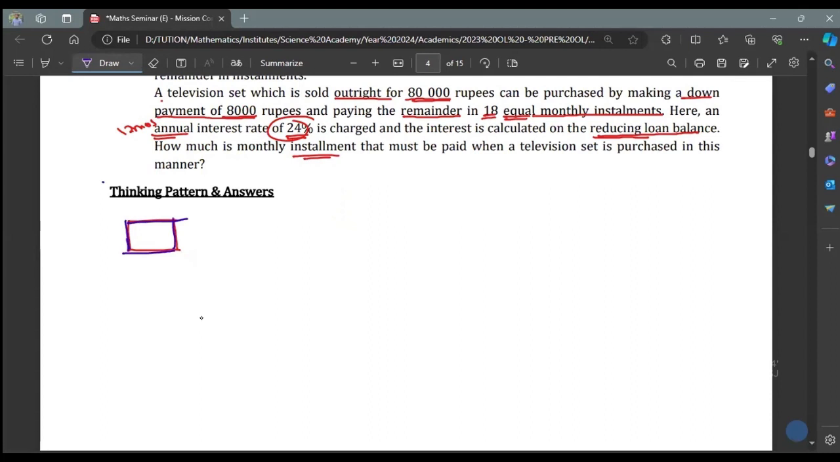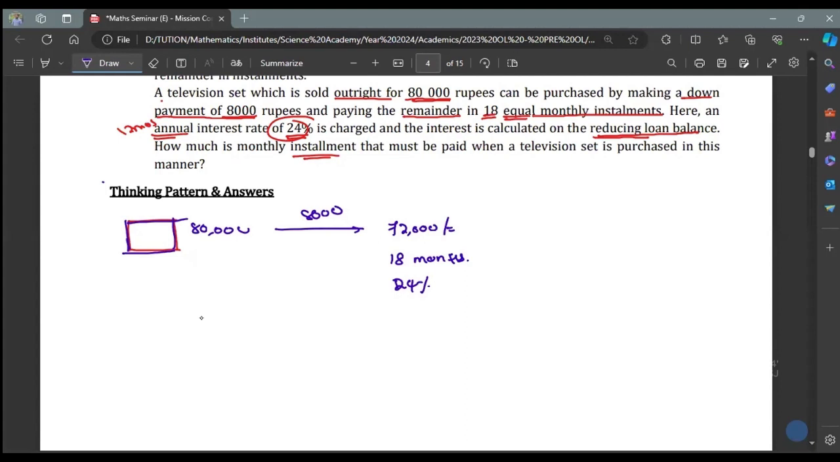So this is the television set, which is 80,000 rupees. I can pay a down payment of 8,000 rupees, so the balance is 72,000. This balance should be paid within 18 equal monthly installments with the annual interest rate of 24%. They're asking what the monthly installment should be when they purchase the television in this manner.